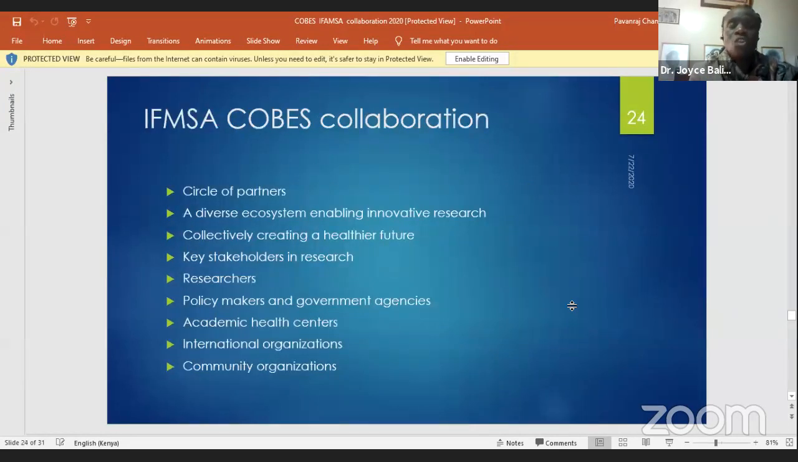Next. So IFAMSA COBS collaboration. We believe that coming together, we're going to actually bring together a circle of partners, a diverse ecosystem enabling innovative research. We're going to actually get together collectively to create a healthier future when it comes to research. And of course, we'll be dealing with the key stakeholders in research, prominent researchers. We will have an opportunity to meet them as and when we get into contact with them.